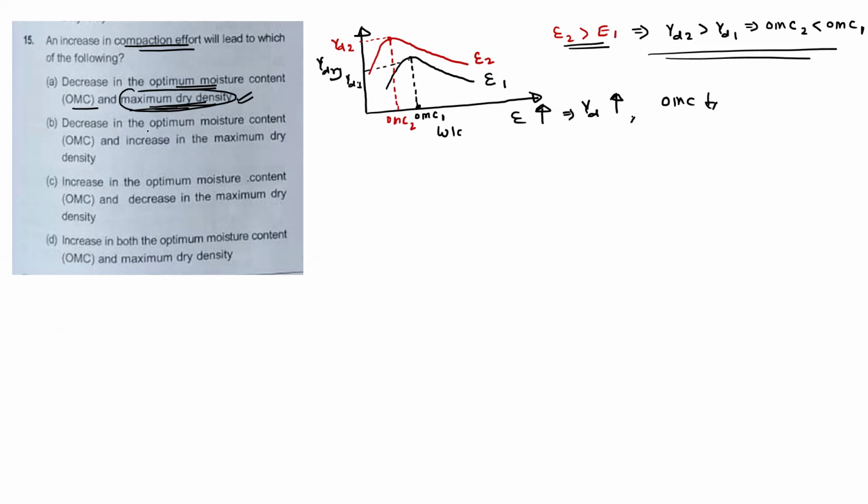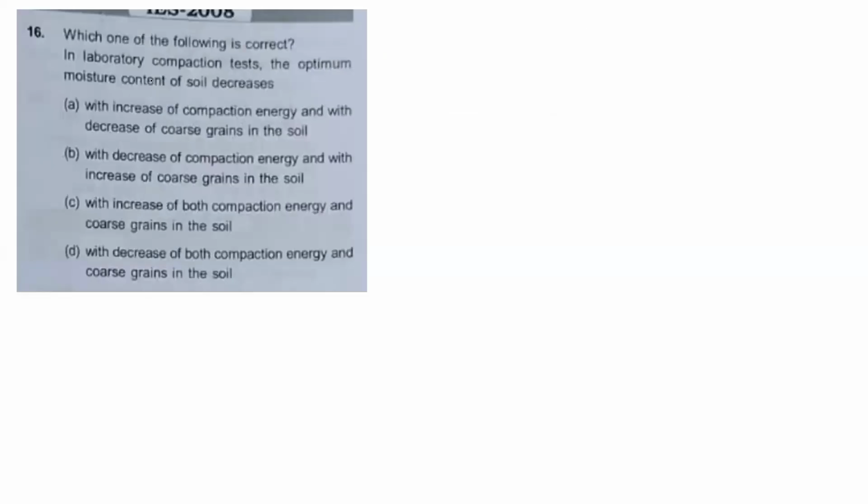Okay, so decrease in optimum moisture content, yes, correct, and increase in the maximum dry density, yes, this is a true statement. So option B will be the correct answer. Okay, option B will be the correct answer. So now question number 16. Which one of the following is correct?